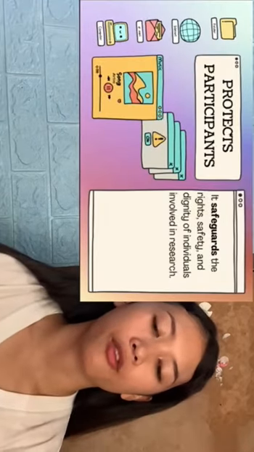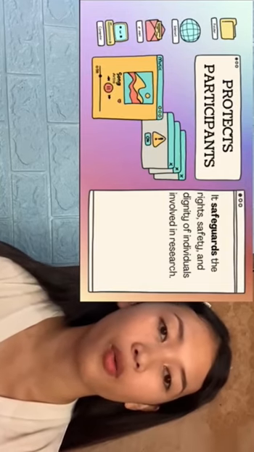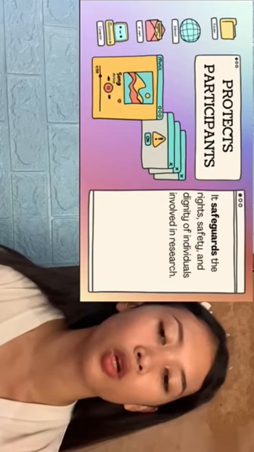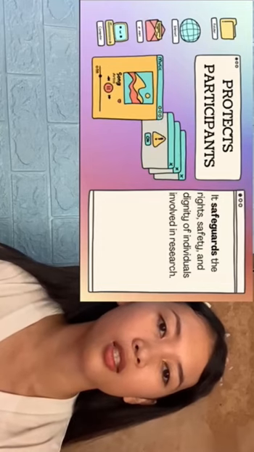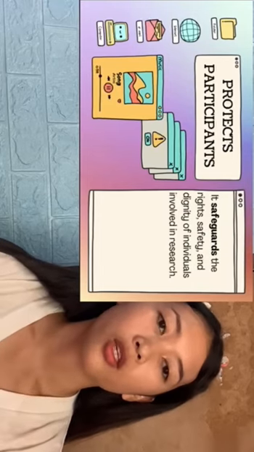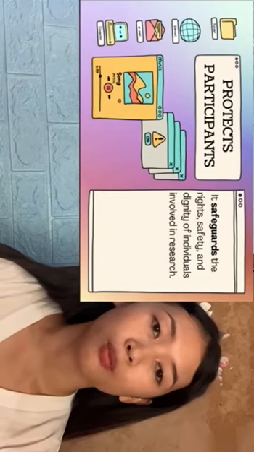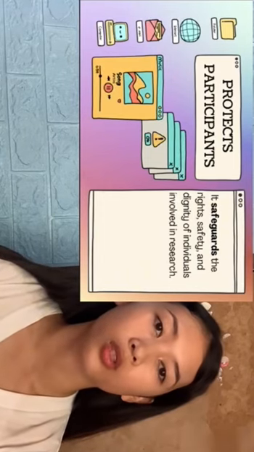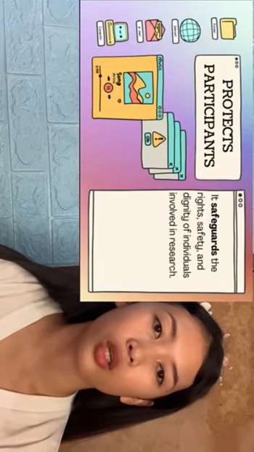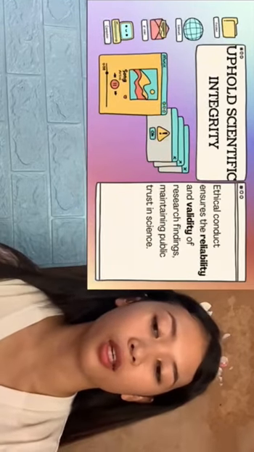Number one reason of doing ethical research is it protects participants. It safeguards the rights, safety, and dignity of individuals involved in the research. Of course, it protects the participants in the research study that you're doing. You have to protect the rights, dignity, and also it has to be anonymous. We don't have to tell everyone that it is her or his answer or this is her opinion.